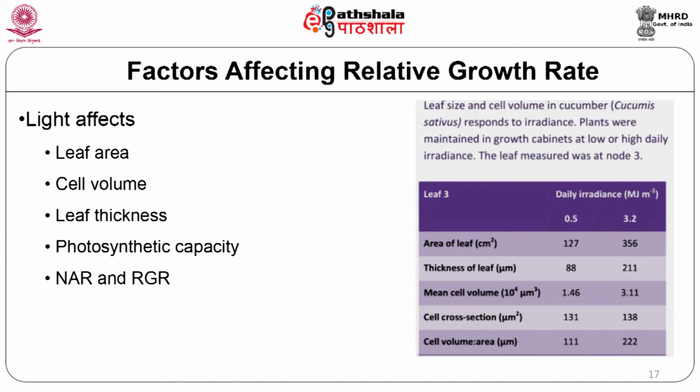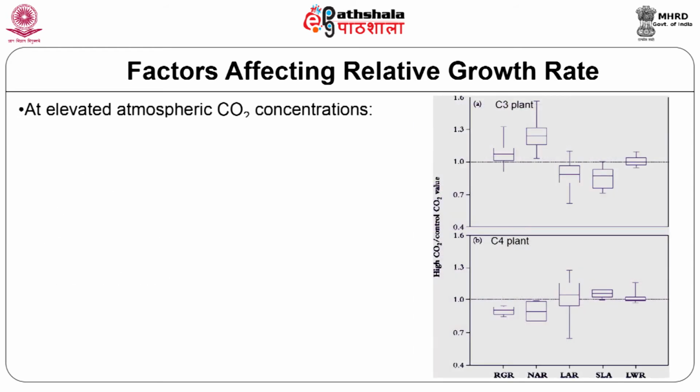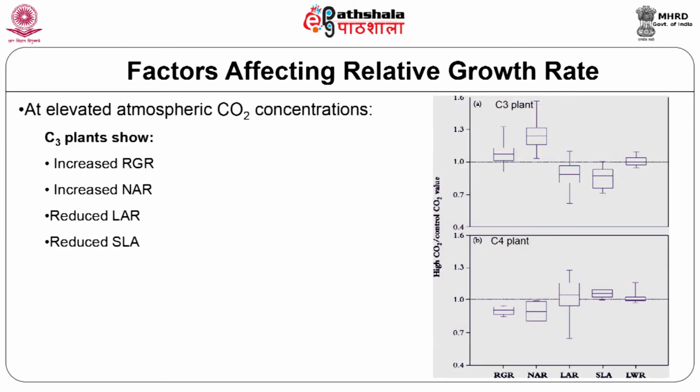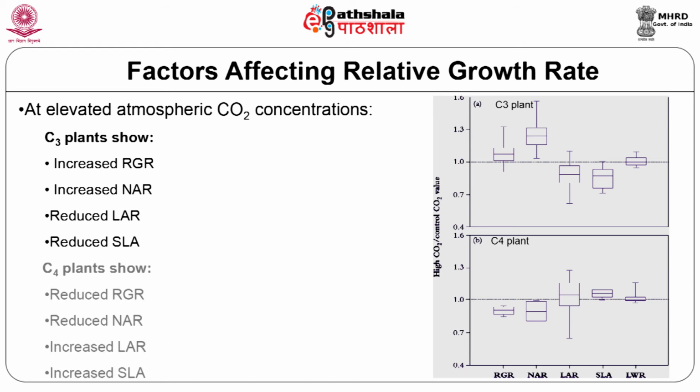At lower light intensities, leaves are thinner and the specific leaf area, SLA, increases due to greater leaf area per unit dry mass. At elevated atmospheric CO2 concentrations, C3 plants show lower LAR but a greater NAR, which results in higher RGR, that is relative growth rate. In C4 plants, NAR is reduced under elevated CO2, which leads to a reduction in RGR.